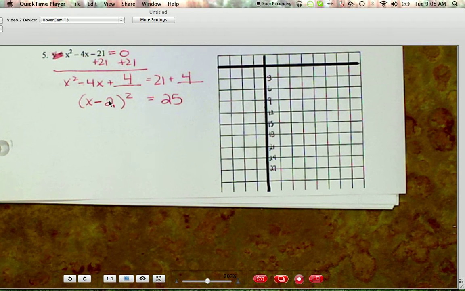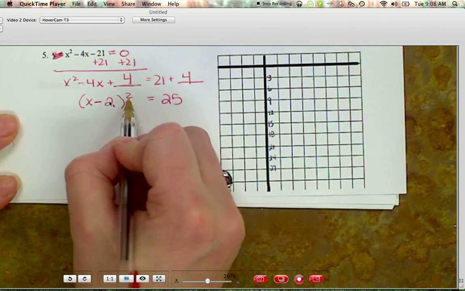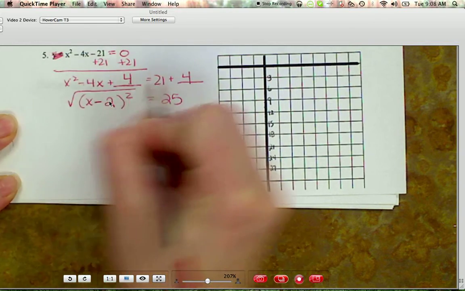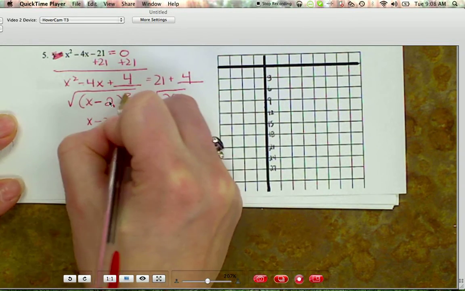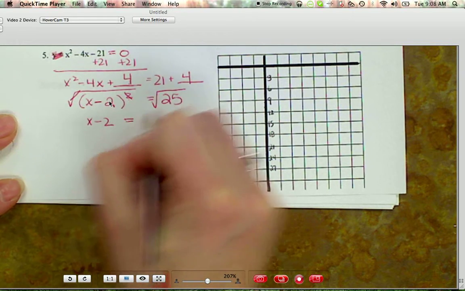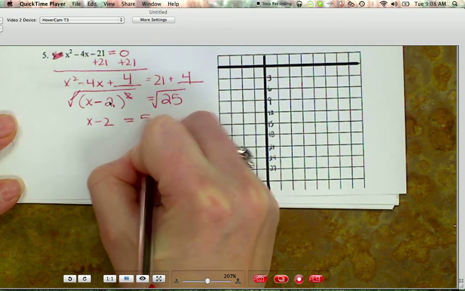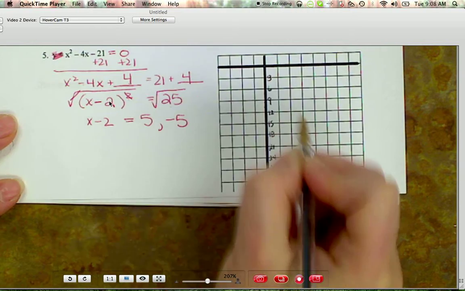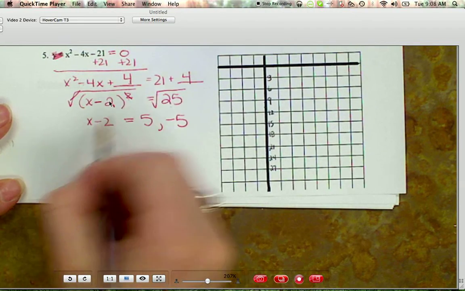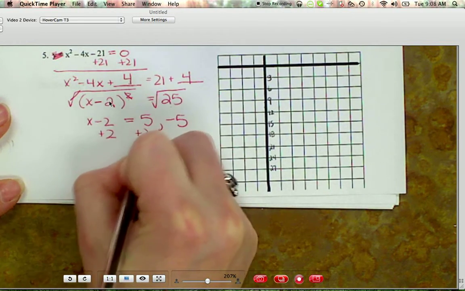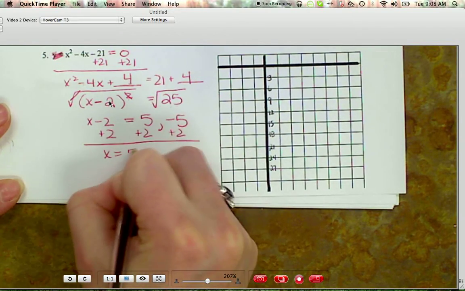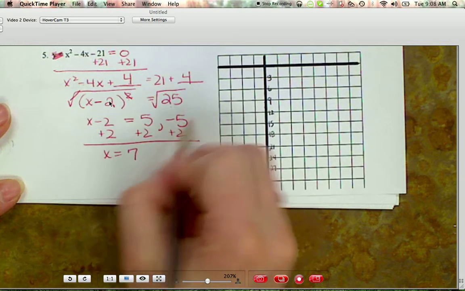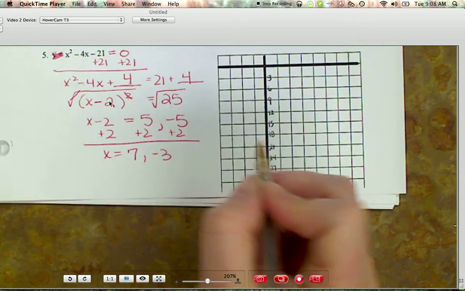Now we want to continue to solve. So we want to undo this square. So we take the square root of the left side and the square root of the right side. We get x minus 2 because the square and the square root will cancel. The square root of 25 gives us two solutions, 5 and -5. Continue to solve for x by adding 2, and 5 plus 2 gives us 7. -5 plus 2 gives us -3.